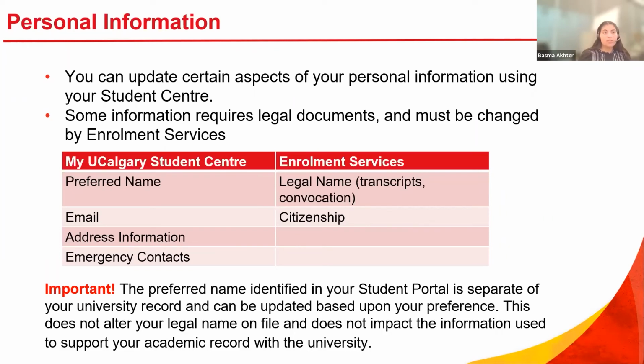Your citizenship status cannot be updated by you. You would have to contact us if there are any changes to your residency status. So if you're being granted permanent residency or protected person status or became a Canadian citizen, those changes need to take place through Enrollment Services.